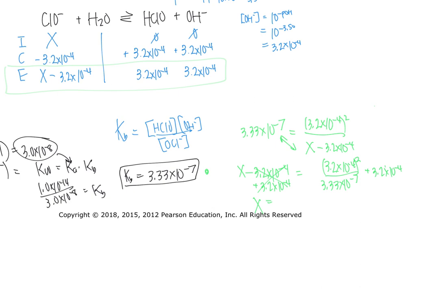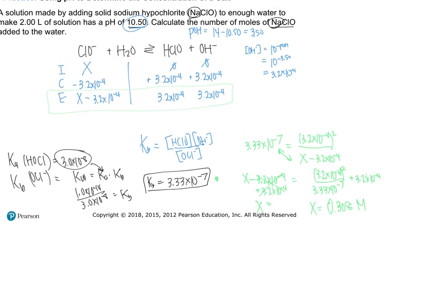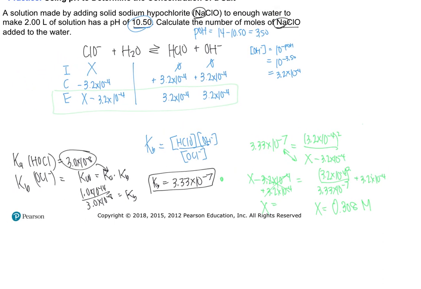0.308. So x, the initial amount of hypochlorite you have, is 0.308, and that's in molar. Remember, we're dealing with Kc's here. Even though we're writing Ka and Kb, they came from Kc, right? Concentration at equilibrium. So we should not be using moles in these tables when we are using a Kb here. We should be using concentrations.